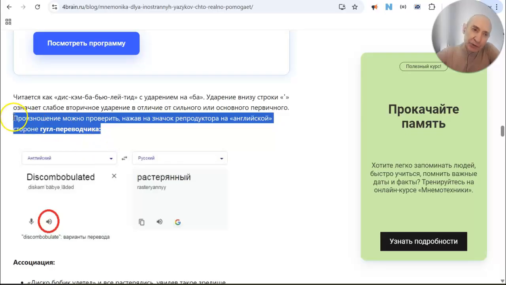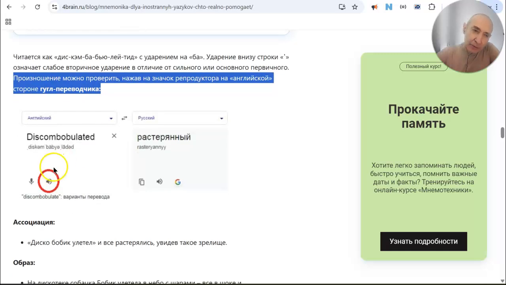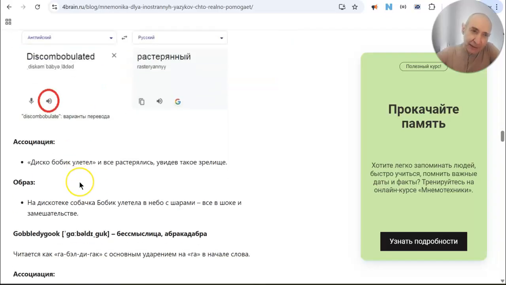So, now look how it all works together. Произношение можно проверить, нажав на значок репродуктора на английской стороне Google переводчика. So, the pronunciation, it is possible to check. In English we would say it's possible to check the pronunciation. Нажав на значок репродуктора, pressing on the sign of the speaker, на английской стороне Google переводчика, on the English side of Google Translator. Yeah, and they are encircling here the reproductor, this sign.